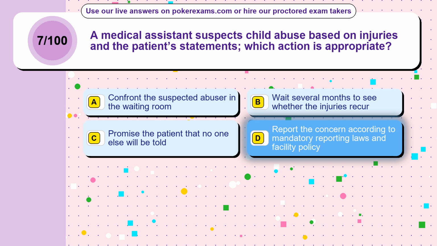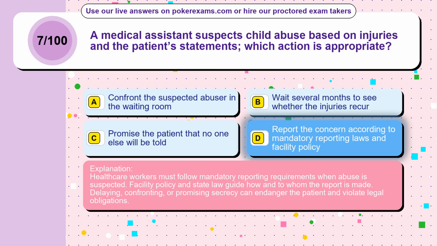The correct answer is option D. Report the concern according to mandatory reporting laws and facility policy. Healthcare workers must follow mandatory reporting requirements when abuse is suspected. Facility policy and state law guide how and to whom the report is made. Delaying, confronting, or promising secrecy can endanger the patient and violate legal obligations.